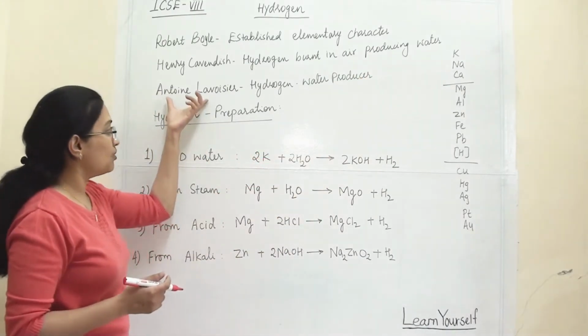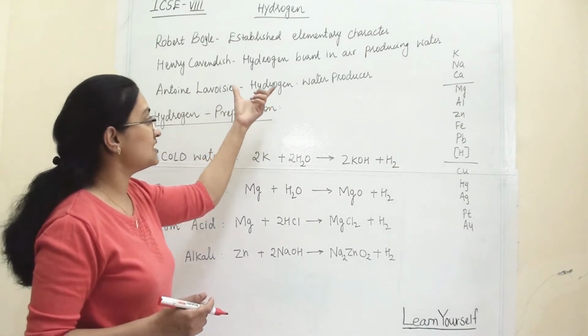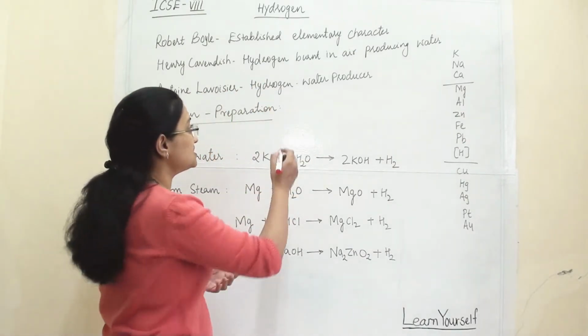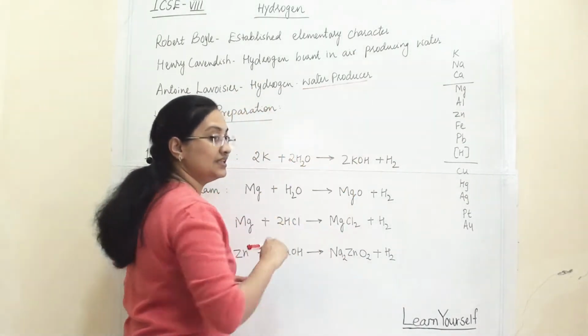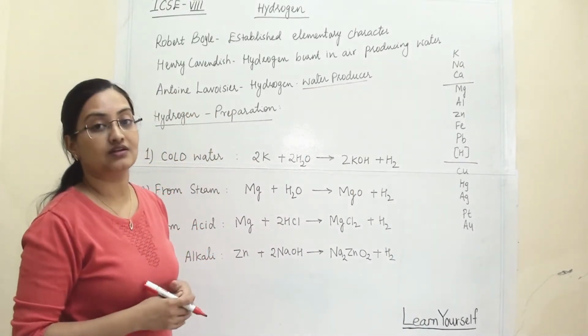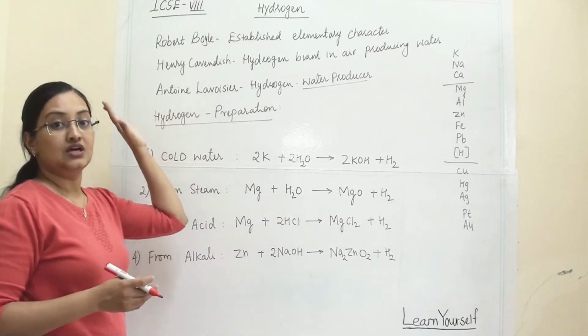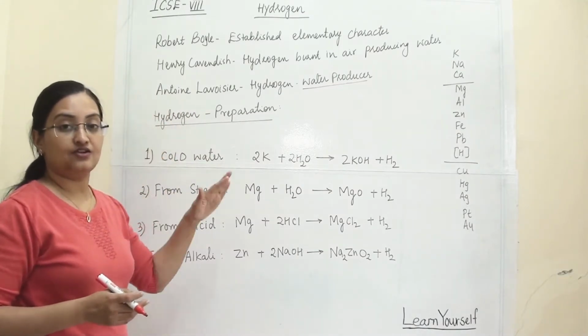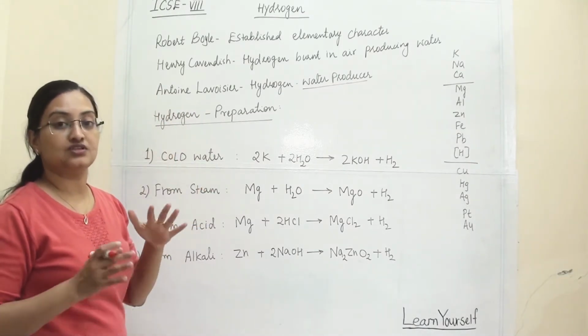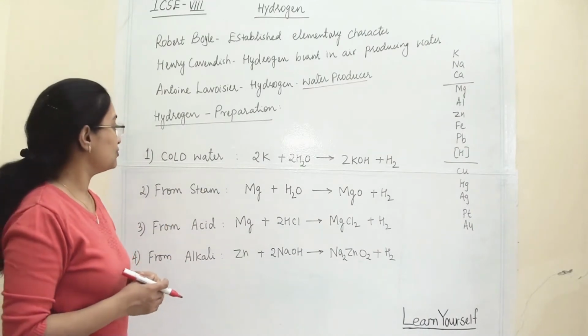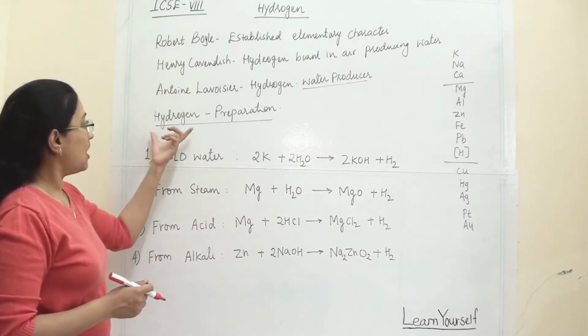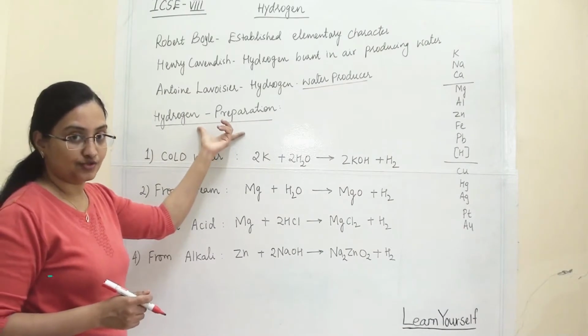Then Antoine Lavoisier said that hydrogen is an element that is a water producer. That means he synthesized water in the laboratory. So these are the three main scientists who said that hydrogen is an element and a water-producing element. Now, how can we prepare hydrogen?